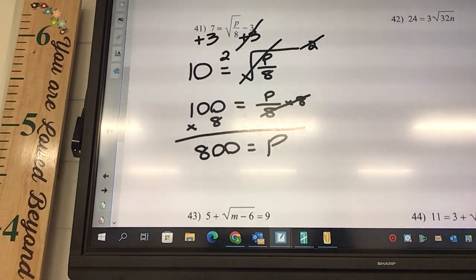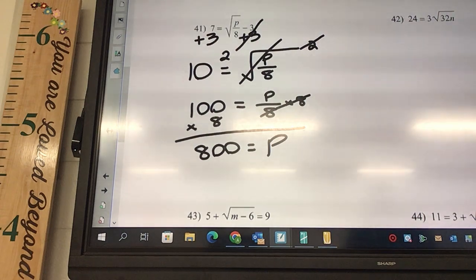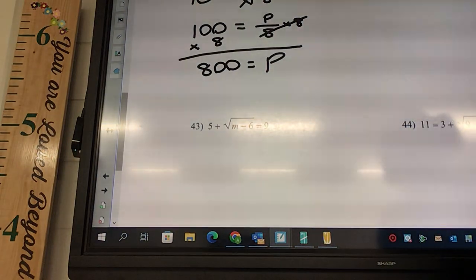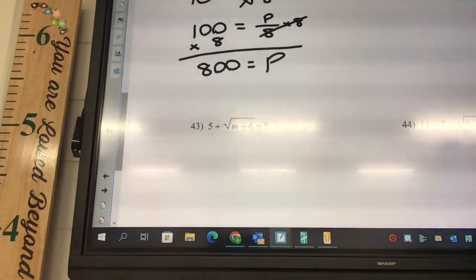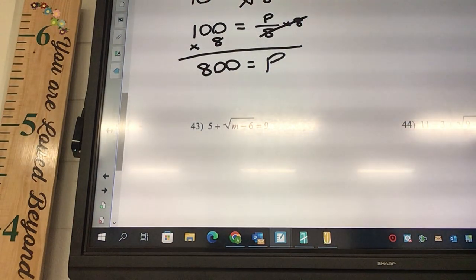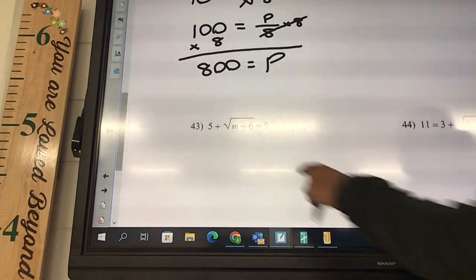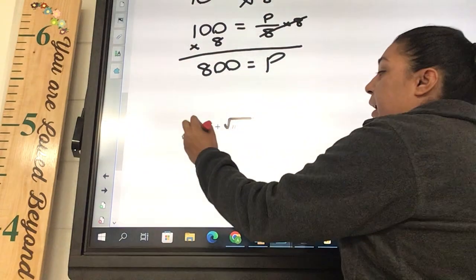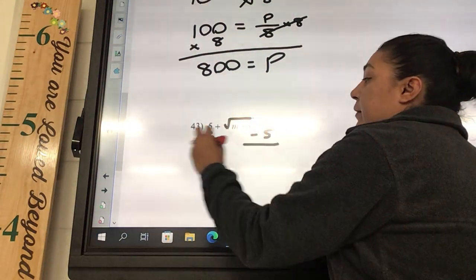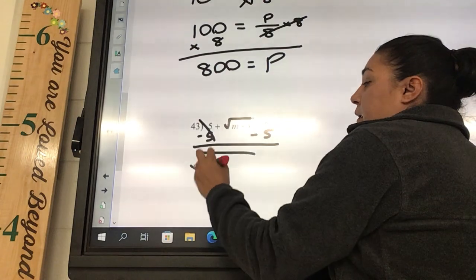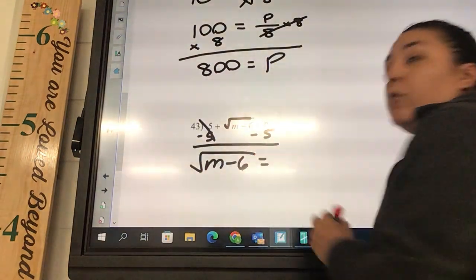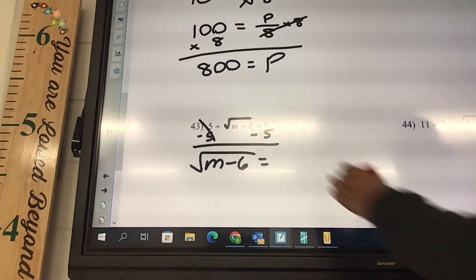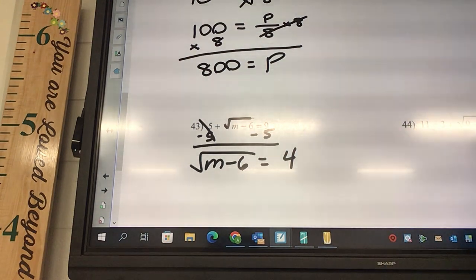Okay, 43. What needs moved first? The 5. See how the 5 is not exactly underneath this house? So that's the one that's going to get moved first. So we're going to say -5, -5. Then what is 9 minus 5? 4. Okay, and then what do we need to do?